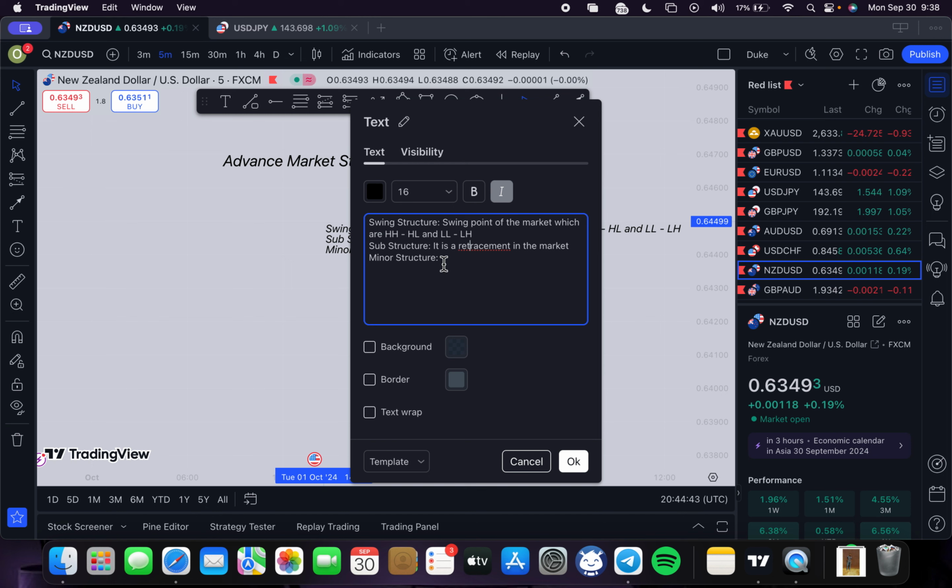Then we have our minor structure. Minor structure entails the continuation, like when the price continues from a location, you get. Let's say a price retraces backwards, and after the retracement, the market continues its direction. That is what we mean by continuation. After retracement comes continuation. You get?